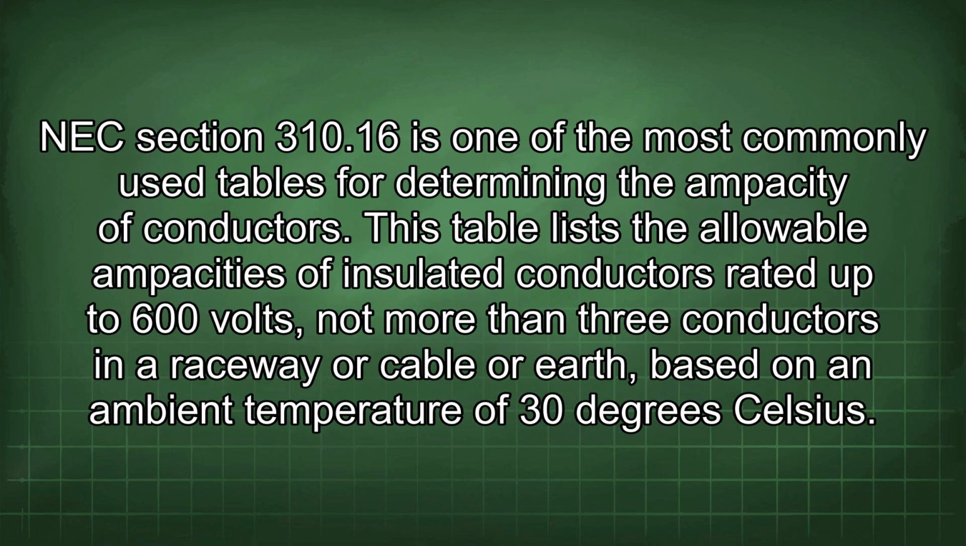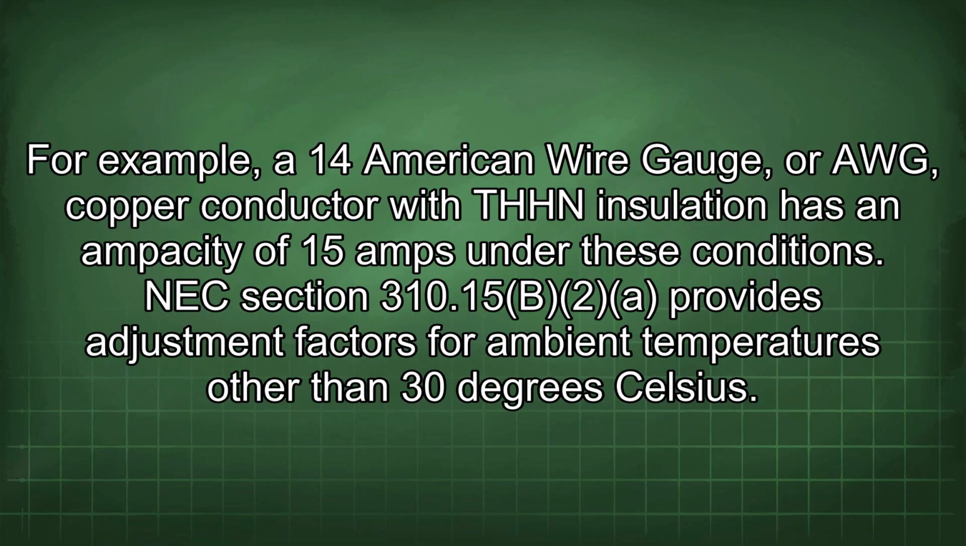NEC Section 310.16 is one of the most commonly used tables for determining the ampacity of conductors. This table lists the allowable ampacities of insulated conductors rated up to 600 volts, not more than 3 conductors in a raceway or cable or earth, based on an ambient temperature of 30 degrees Celsius. For example, a 14 American wire gauge copper conductor with THHN insulation has an ampacity of 15 amps under these conditions.